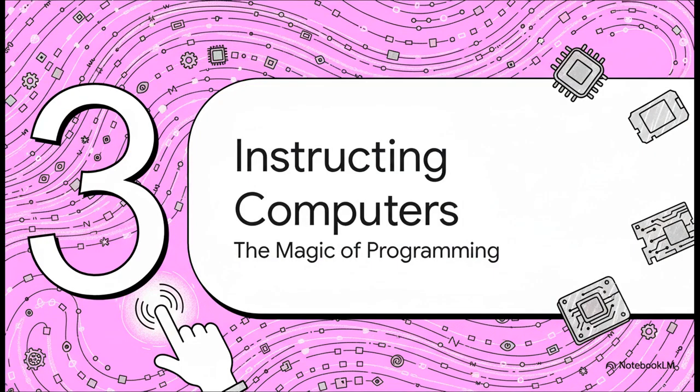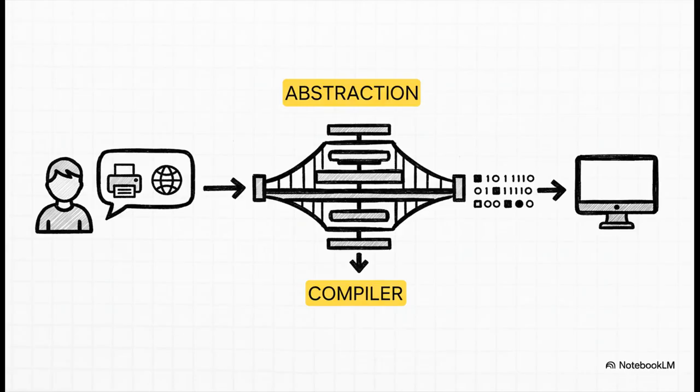Okay, so obviously typing out billions of ones and zeros by hand would be completely impossible. Not to mention just mind-numbingly boring, right? So we needed a better way to talk to computers. Something a little more human. And that bridge between us and the machine, it's a concept called abstraction. It's maybe the most important idea in all of computer science. It lets us write instructions in a language that we can actually read, like print, "Hello World."